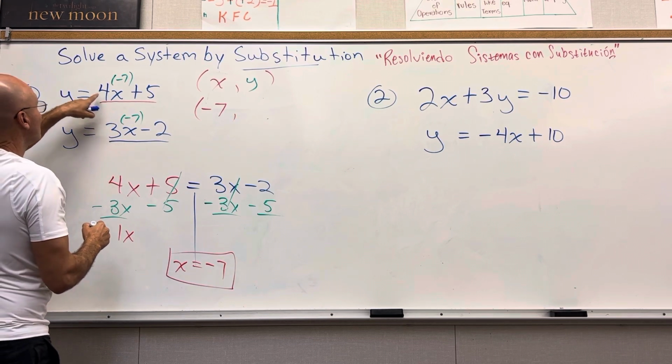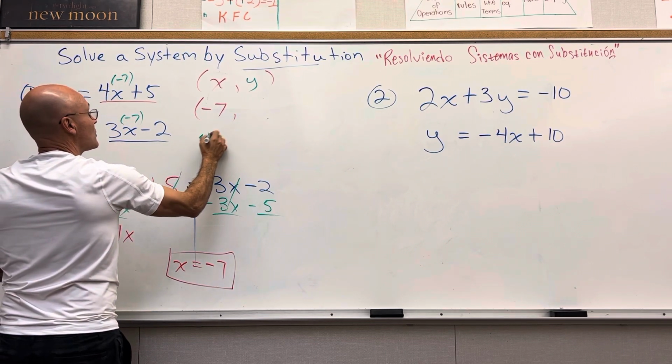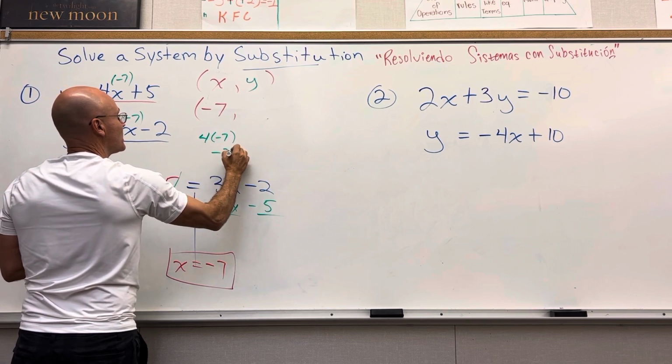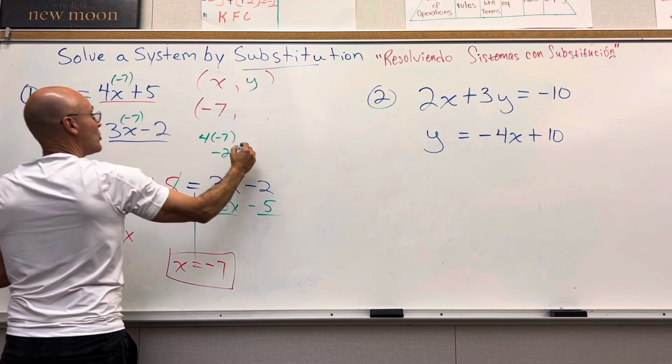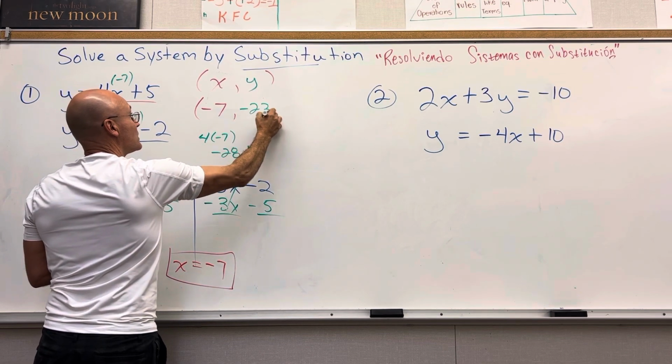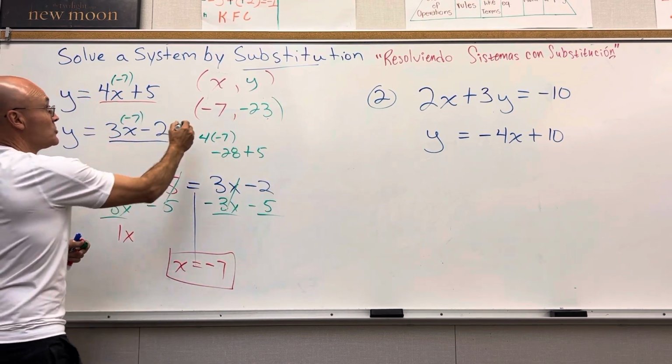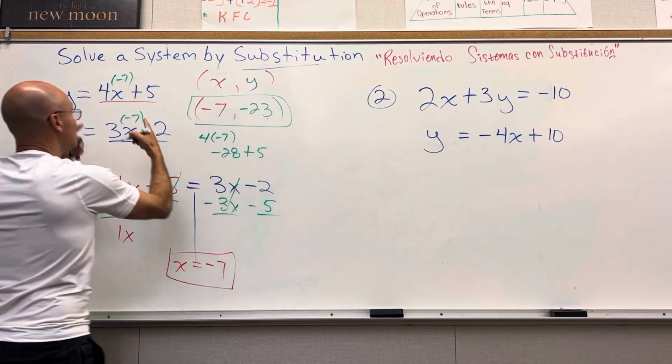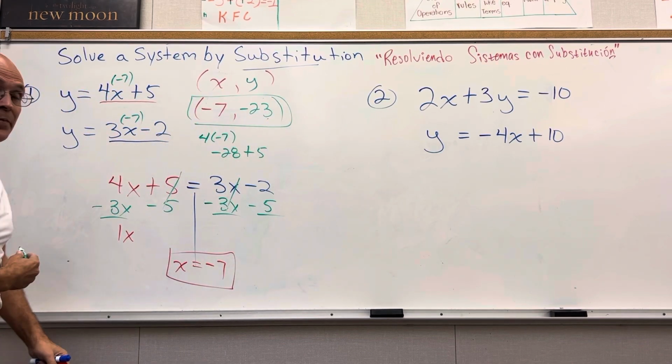I come up here, I get 4 times negative 7. 4 times negative 7 is negative 28, and I need to add 5 more. And negative 28 plus 5 is negative 23. And that's the solution to the system of these two straight lines intersecting each other.